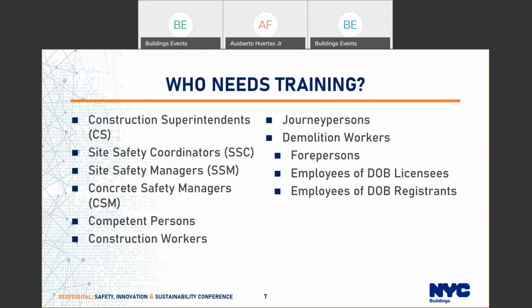Local Law 196 identifies who requires safety training. As you can see by the list, construction superintendents, site safety coordinators, site safety managers, competent persons, construction workers are just to name a few.